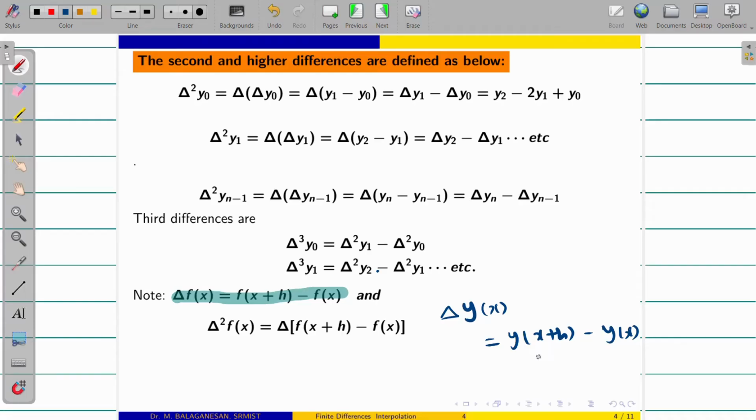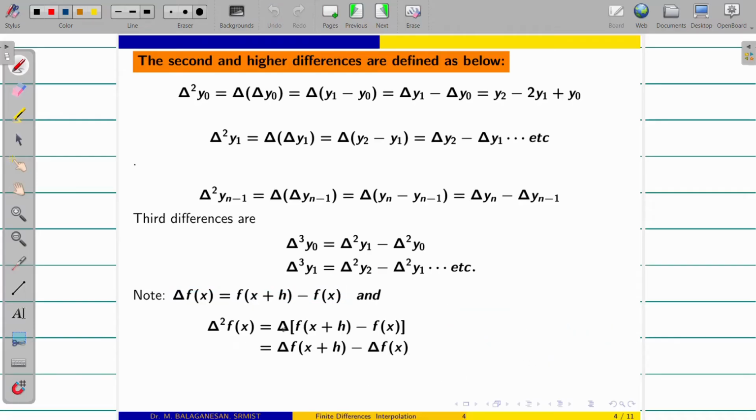Right. Then how to find del square? Del square f of x is delta of delta f of x. Then in a similar way we can proceed here. In the place of y, we have f of x. That's it. There is nothing apart from that. So delta of f of x plus h minus delta of f of x. Delta f of x plus h, next value minus that value, f of x plus h. And then for delta f of x, it will be next value f of x plus h minus that value f of x. That's it. This is the way to define the forward difference.